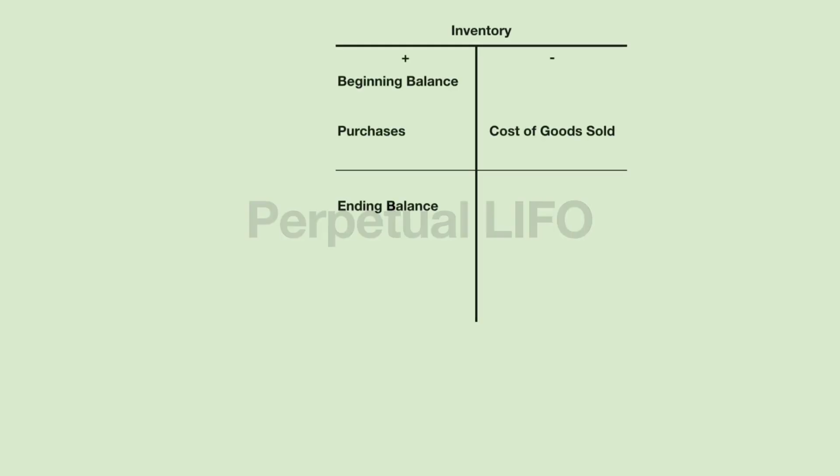In this video, we will calculate cost of goods sold and ending inventory using the Perpetual LIFO method. To make the calculations, I'm going to use the logic of the inventory T account. Remember that every T account is a formula.